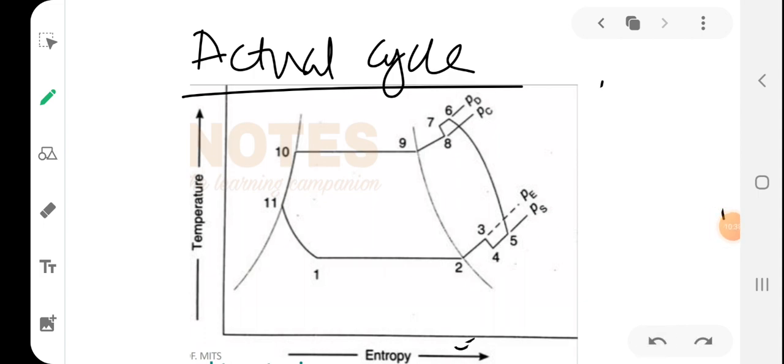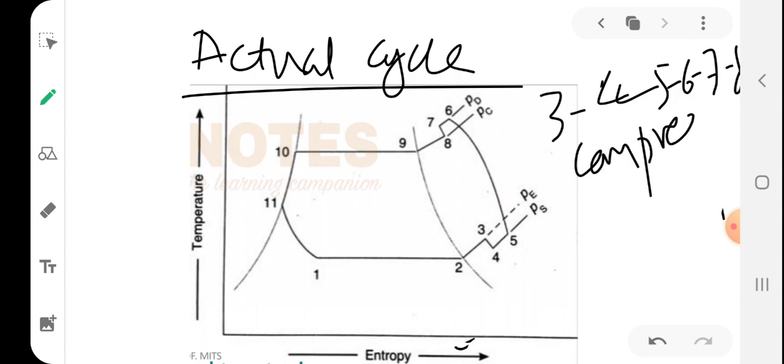Now you can see that from 3 to 4 to 5 6 7 8, this process is nothing but compression. You can see that this particular compression is not an isentropic compression or polytropic compression. It is a different kind of compression. So actual compression is neither isentropic nor polytropic. This process represents the flow of refrigerant through the compressor.